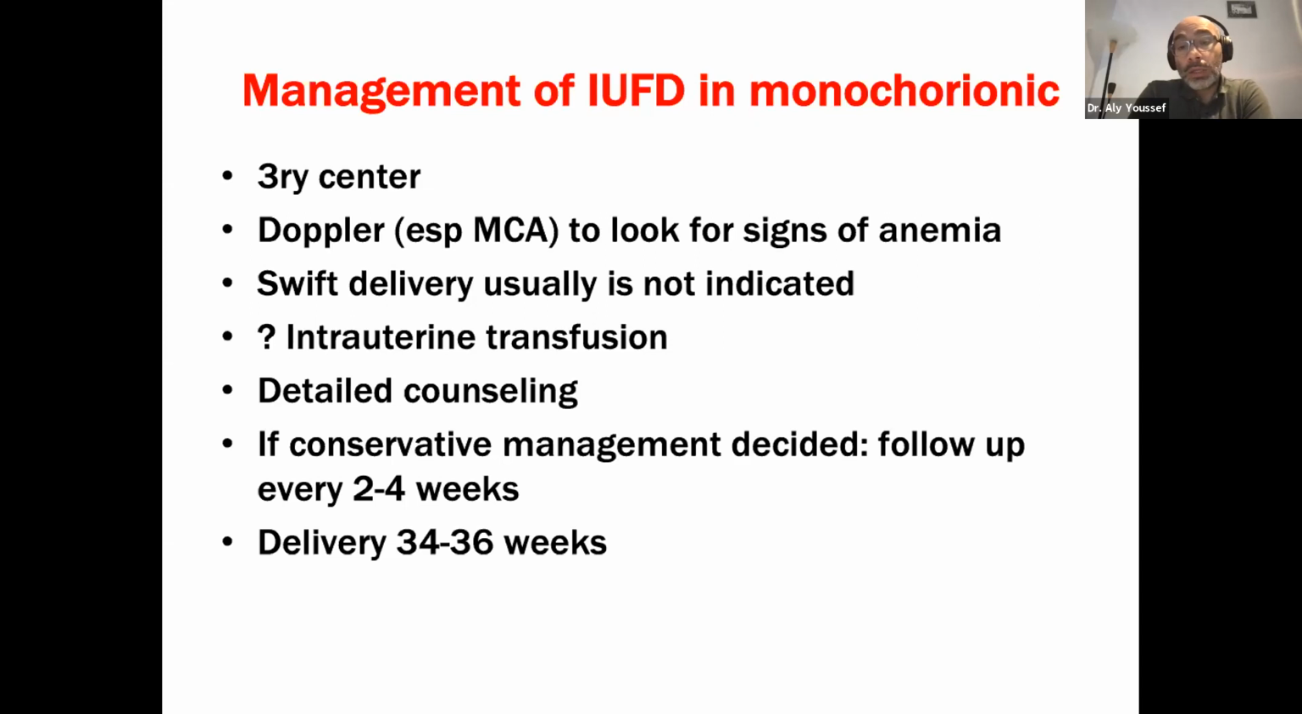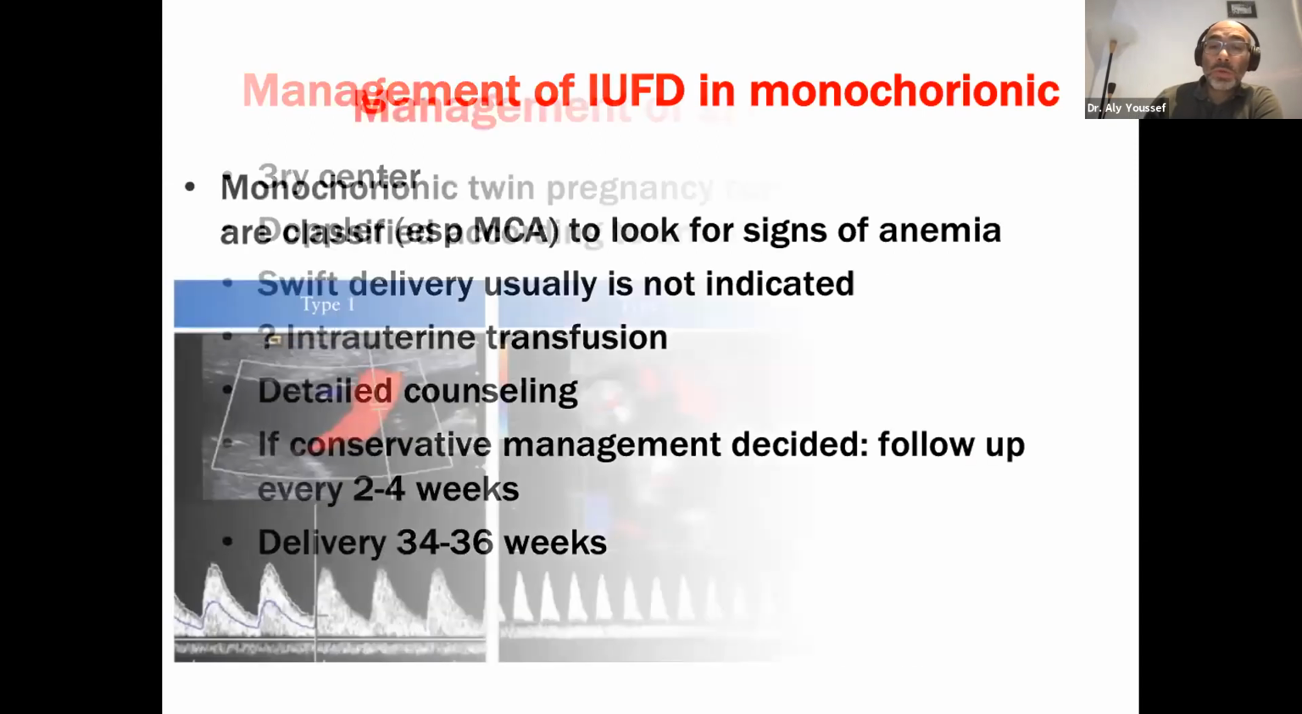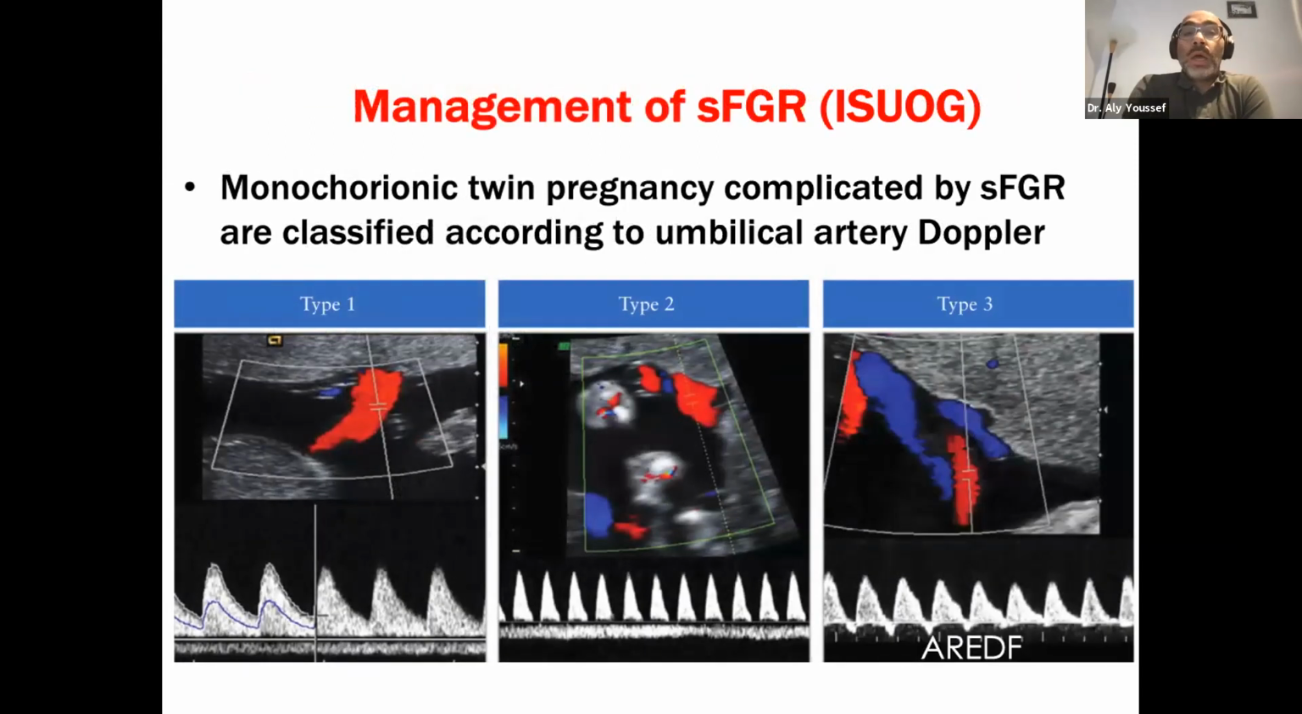So it's not advisable to expedite, to have a very premature delivery in case of the death of one of the monochorionic twins, because this does not seem to improve the outcome further. We continue to follow them up in case of conservative management every 2 to 4 weeks, and the delivery is expected between 34 and 36 weeks.